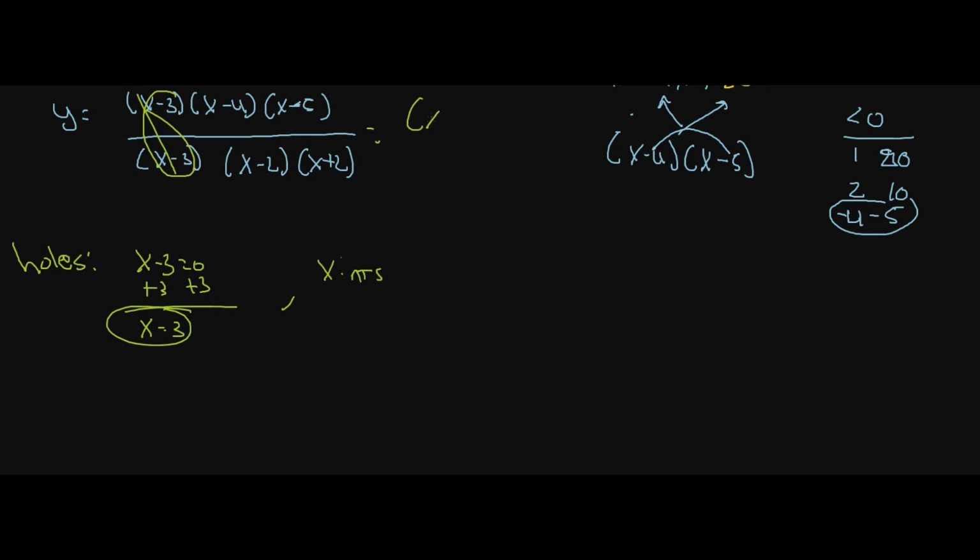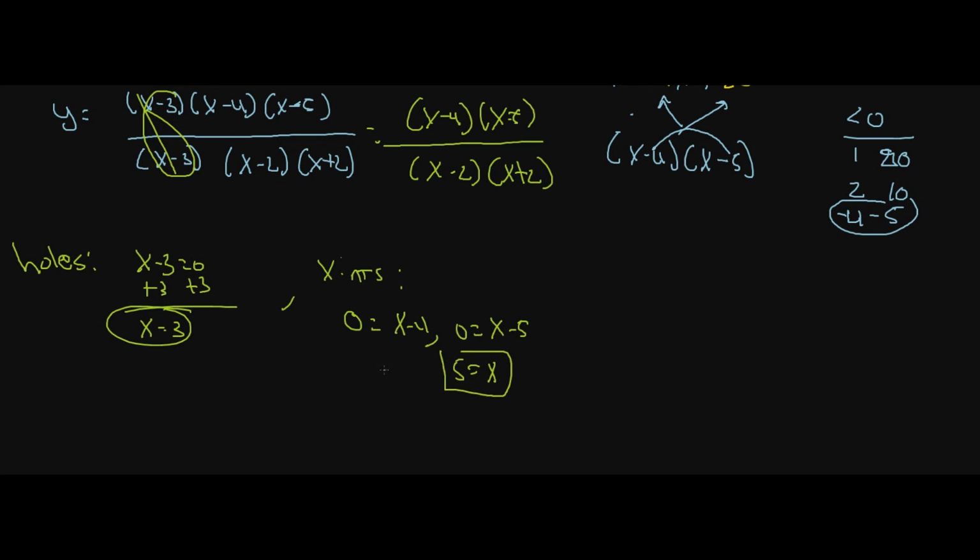Now let's find our x-intercepts. I'll just rewrite this once we've canceled them out as x minus 4, x minus 5, over x minus 2 and x plus 2. X-intercepts are 0 equals x minus 4 and 0 equals x minus 5. So x equals 5 and x equals 4. Well, that's great. And now we find our vertical asymptotes.